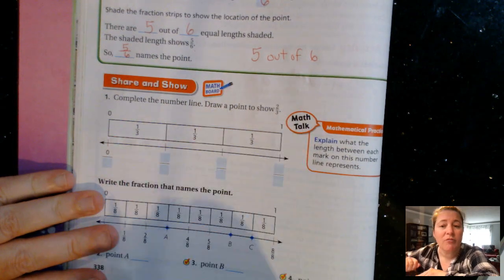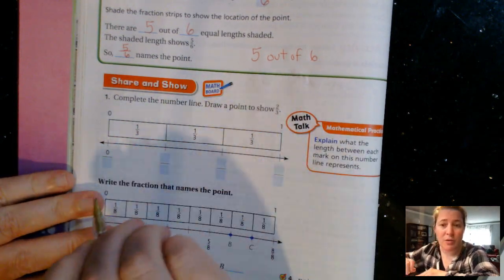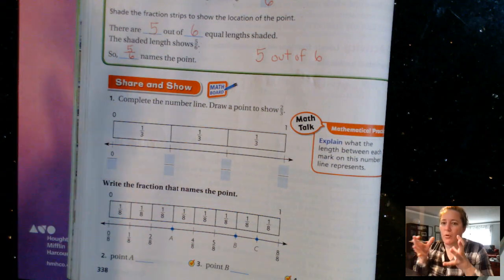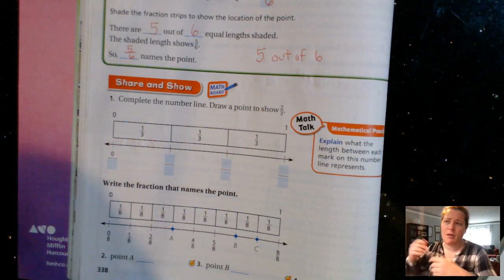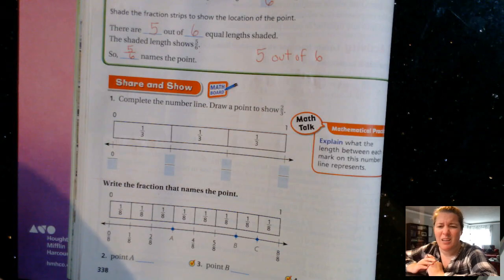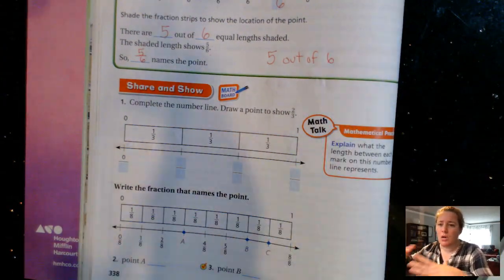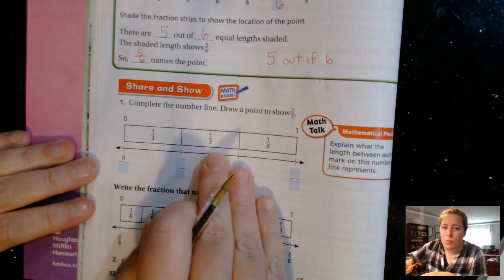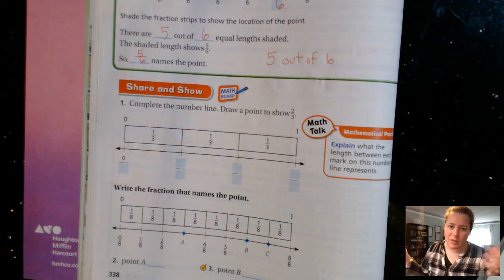Maybe we want to think of a tricycle. A tricycle has three wheels, and all three wheels make up one whole bike. Maybe I think of it that way. That's a good way to think of it, actually. So three wheels make up one bike. So this would be wheel one, wheel two, wheel three. You could think of it like that if you like.